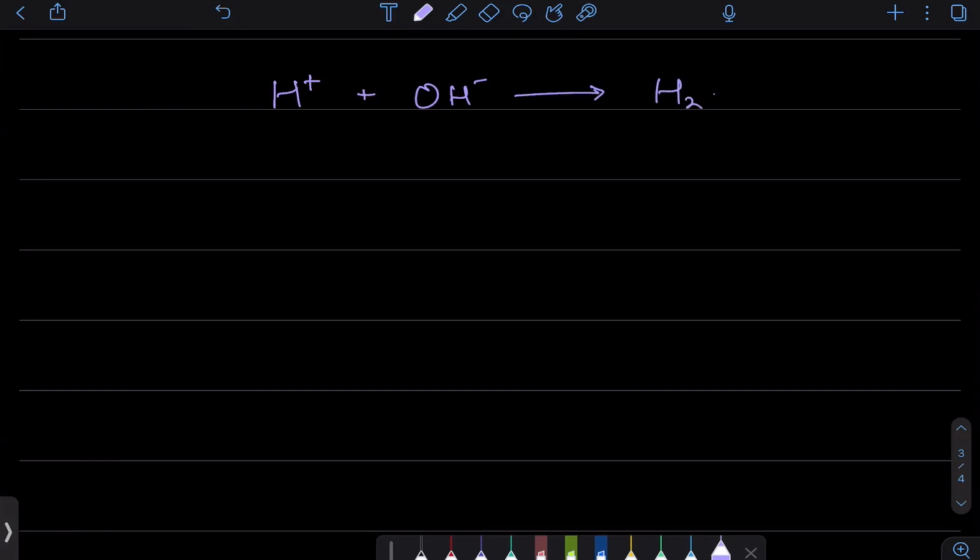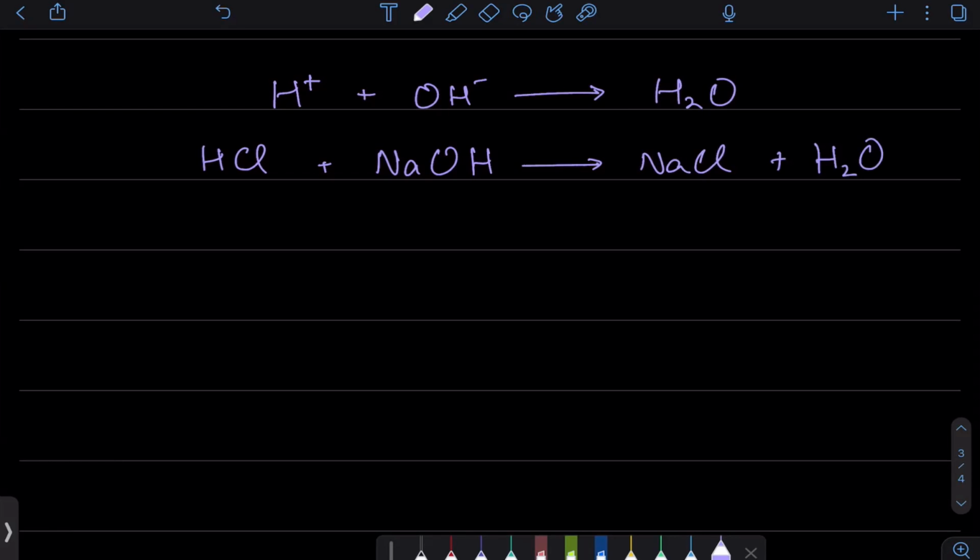They make water. The H positive might come from acid, let's say HCl. The OH minus might come from an alkali, let's say NaOH, and it makes sodium chloride and water. We will do the exact reactions tomorrow.